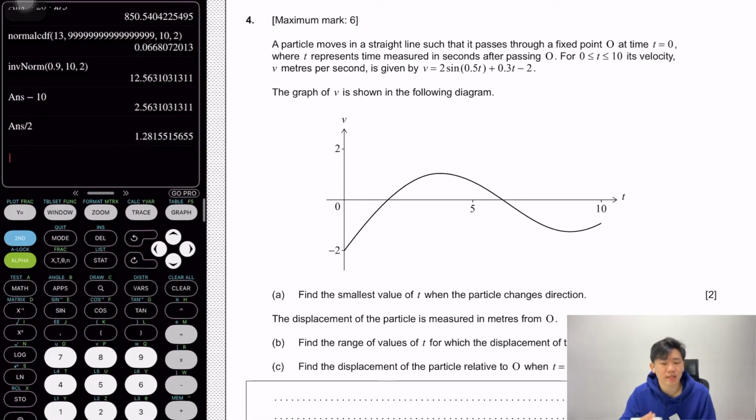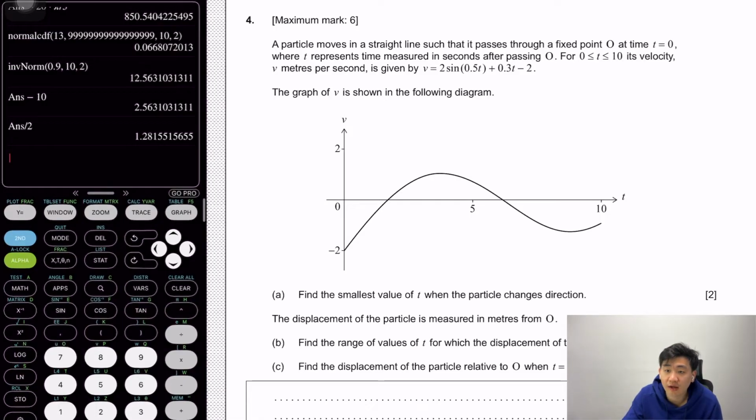Now, question 4, I think this paper looks like the AASL paper in the same year. Okay, so if you haven't checked it out, you can check it out first. Yeah, and basically you can see a lot of questions repeat. Okay. So question 4, what do we see here?